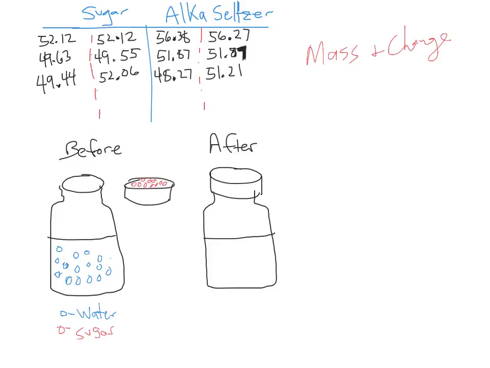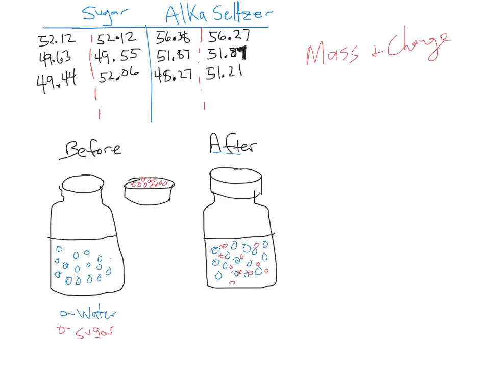Which means, in our after part, we need to make sure we have how many water particles? 15, which is what I said. 1, 2, 3, 4, 5, 6, 7, 8, 9, 10, 11, 12, 13, 14, 15. 15 water particles. And we still have our 10 sugar particles because you moved them from the cap into the vial. So 1, 2, 3, 4, 5, 6, 7, 8, 9, and 10.